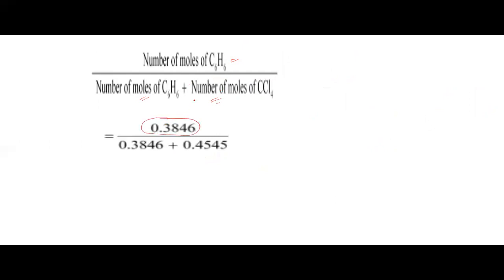So we will put the values. 0.3846 is the number of moles of benzene, plus 0.4545, the number of moles of CCl4. When we solve it, the value comes to be 0.458. This is the mole fraction of C6H6, that is known as benzene.